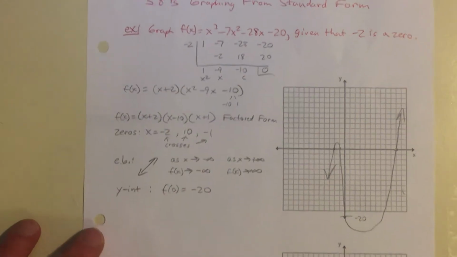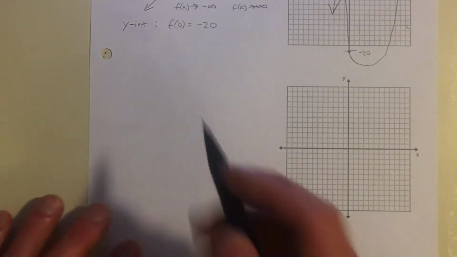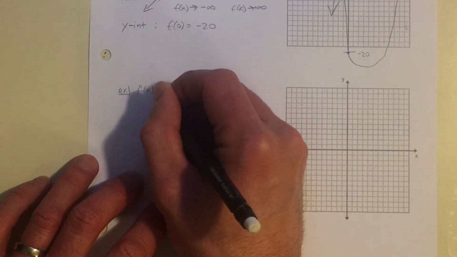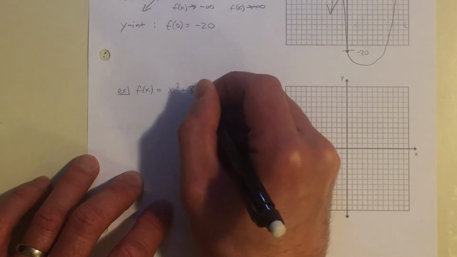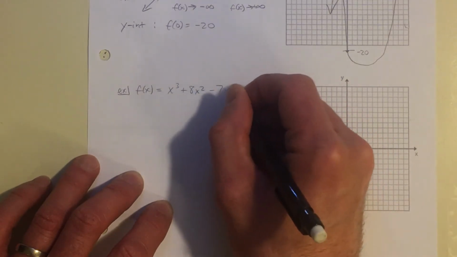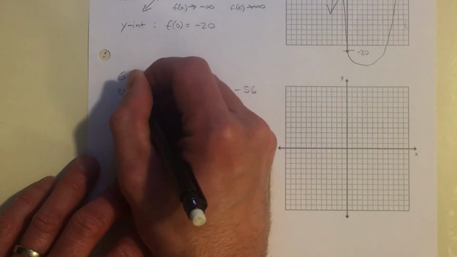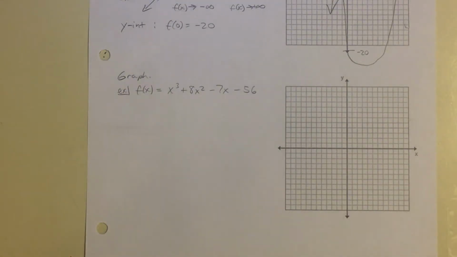Okay, let's try another one. F of x equals x to the third plus 8x squared minus 7x minus 56. And our instructions are to graph that thing. We are not given a 0 here. Well, that means we should be able to solve it without it.